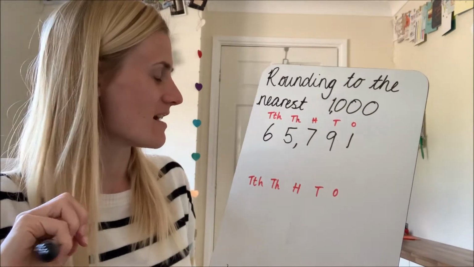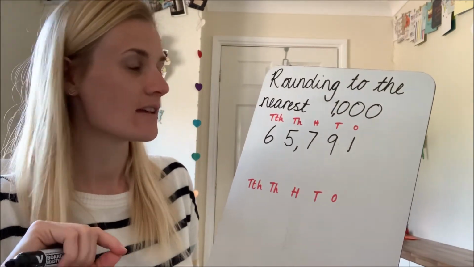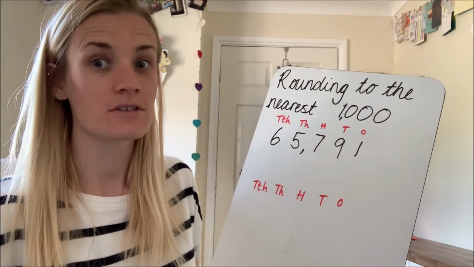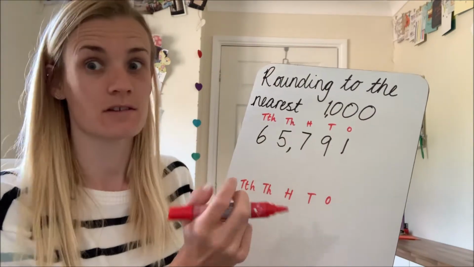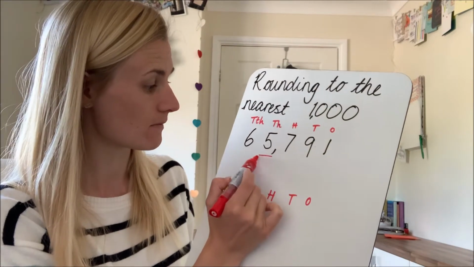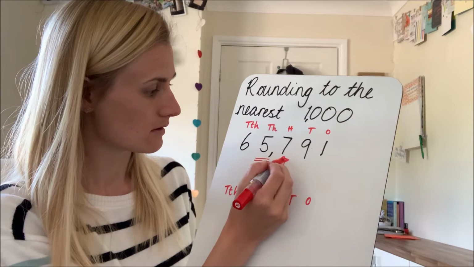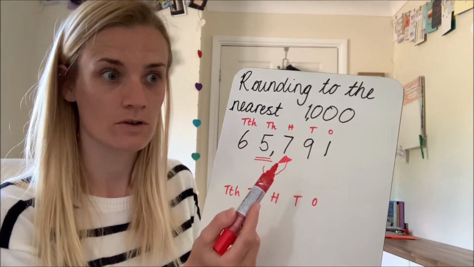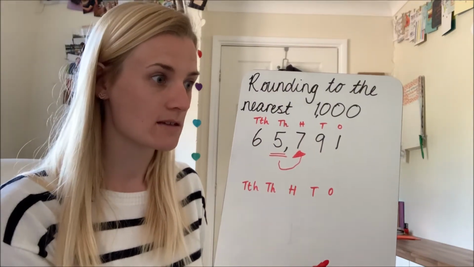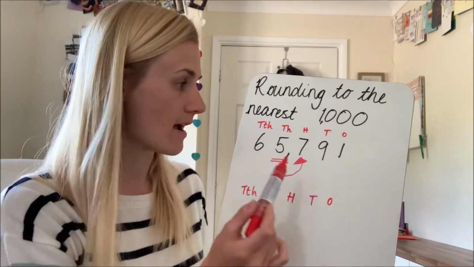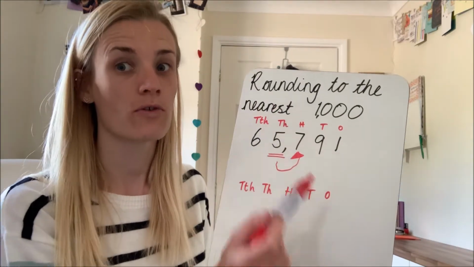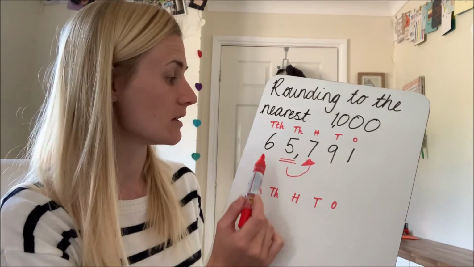The next number I've got is 65,791. I am still rounding to the nearest thousand, so I find my thousand column first. It's my 5. Look next door. My 7 tells me what to do. 5 or more, let it soar. 4 or less, let it rest. Okay, 7 is greater than 5, so we are rounding up.